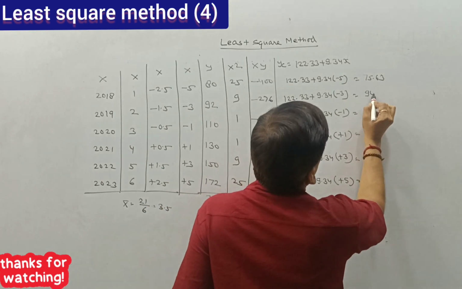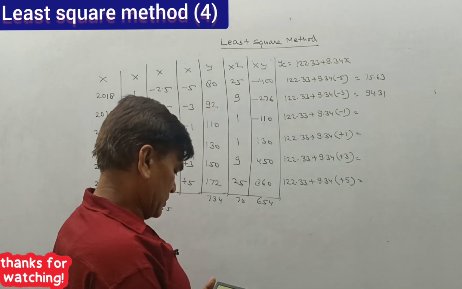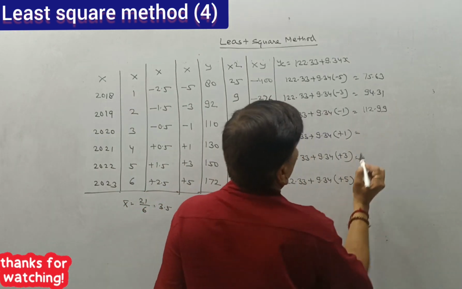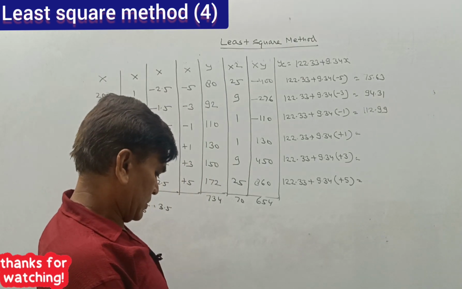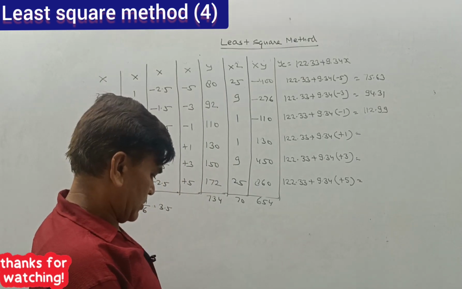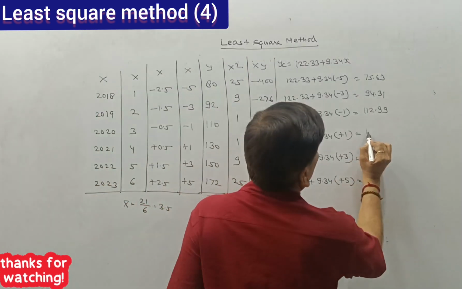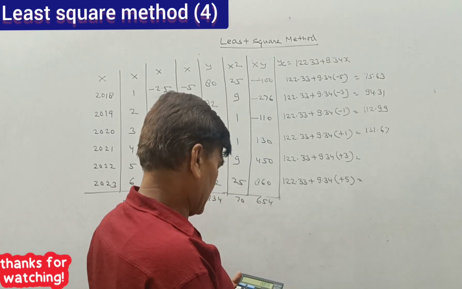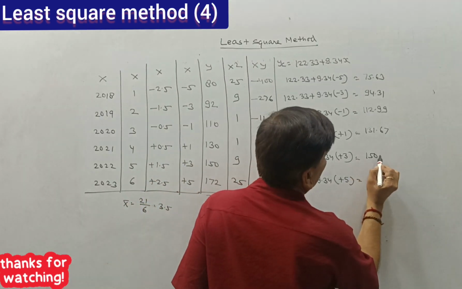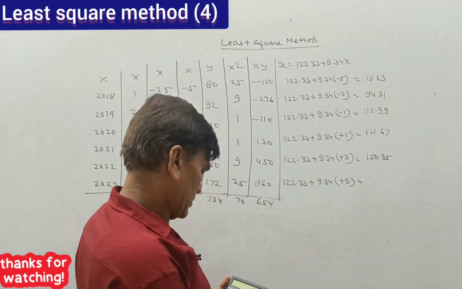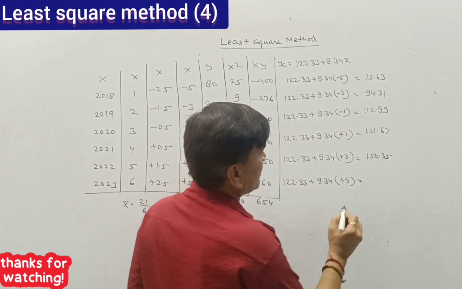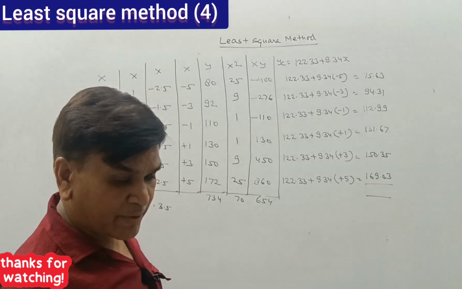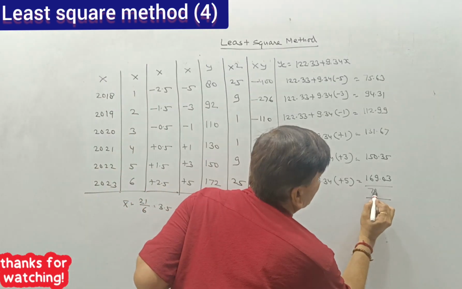94.31, 112.99, 131.67, 150.35, 169.03. If we add all these items, it will be equal to 734.